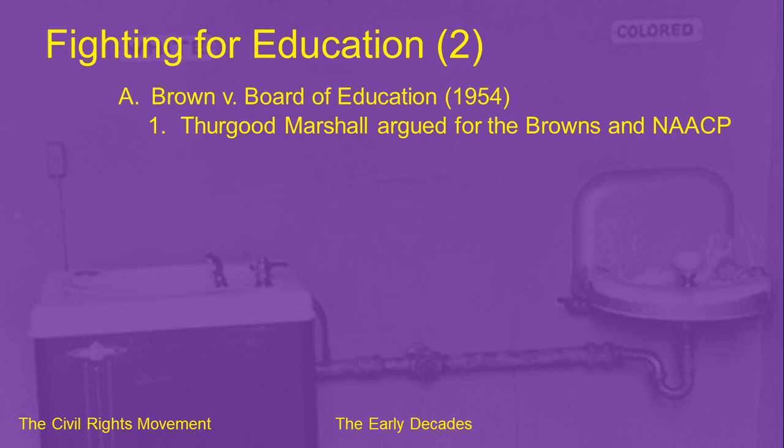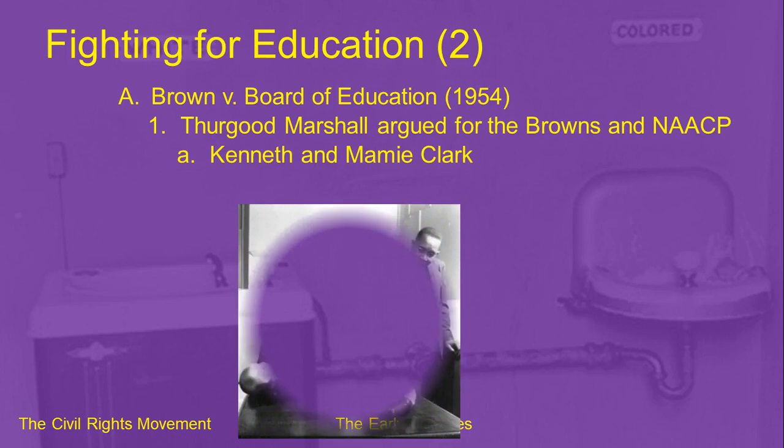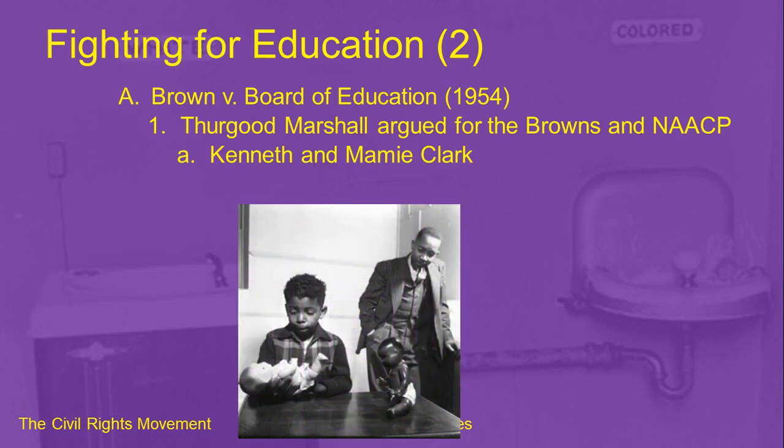Linda Brown lived down the street from a white school, but because she was black, she had to go 6 miles away from her house. If she was going to walk to school, she had to walk across a busy street. She had to walk through a rail yard in order to get to school. Thurgood Marshall brought in some experiments that were done by two psychologists, Kenneth and Mamie Clark.